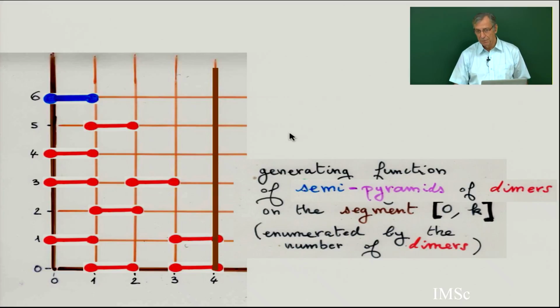Second example, generating function for semi-pyramids. We are in the case of the extension of the inversion lemma for a subset of maximal pieces contained in M. So here the definition of semi-pyramids is pyramids of dimers on the integers positive or 0, such that the unique maximal piece must project on the segment, on the dimer 0, 1. So you see here is a unique maximal piece in blue. It's touching this vertical axis.